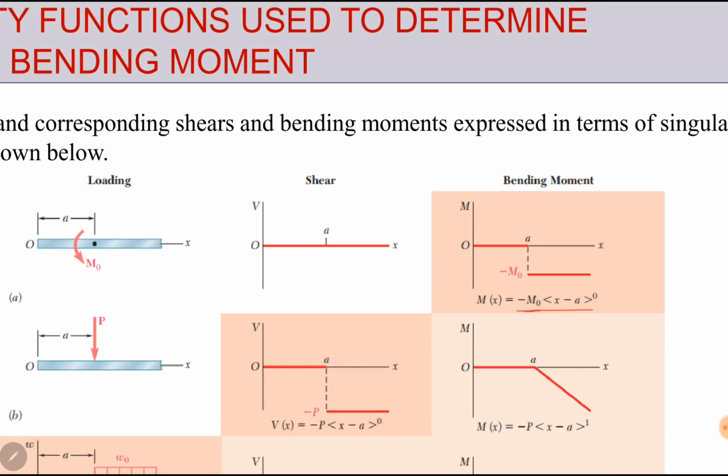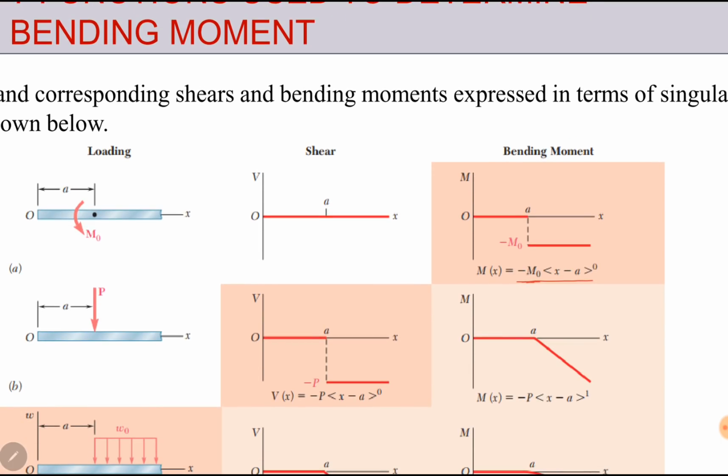If the given loading is a concentrated load, a downward concentrated load P, at a distance a from the left end, there is no loading function. The singularity function for shear force will be minus P into x minus a power 0. The singularity function for bending moment will be minus P into x minus a power 1. Remember that the bending moment function is always 1 degree higher than shear force. It is 1, shear force was 0. And the load function does not exist.